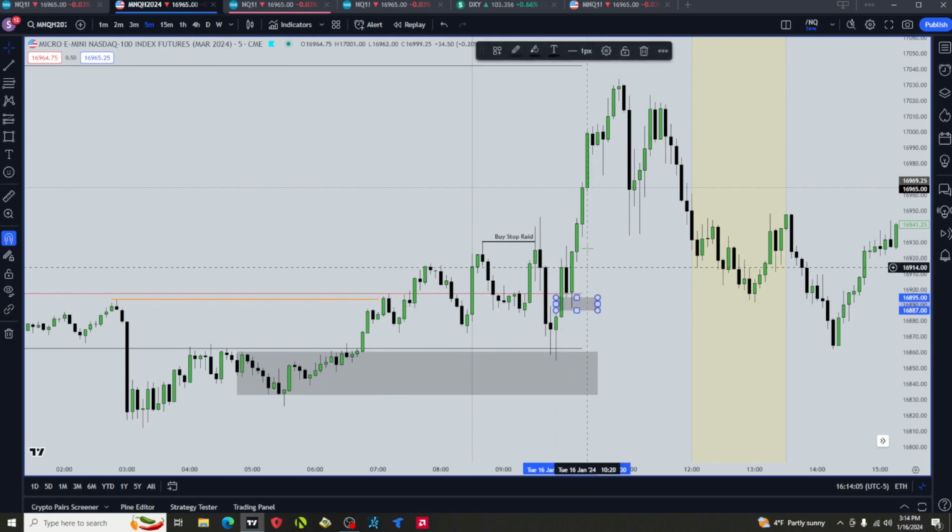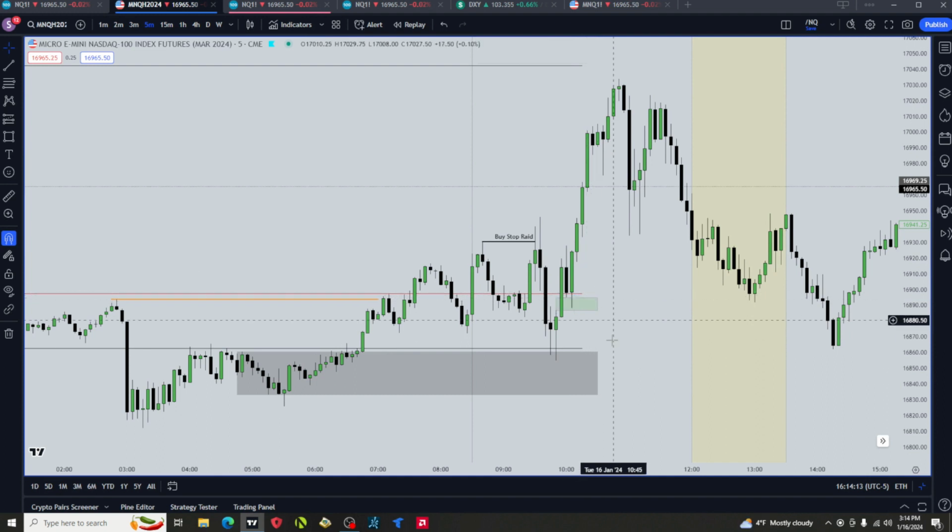So here we have a fair value gap below equilibrium. That's important. Below equilibrium, it's not ideal entry. This would be ideal entry. But if we're below equilibrium, it's still a valid trade. So, fair value gap right here.